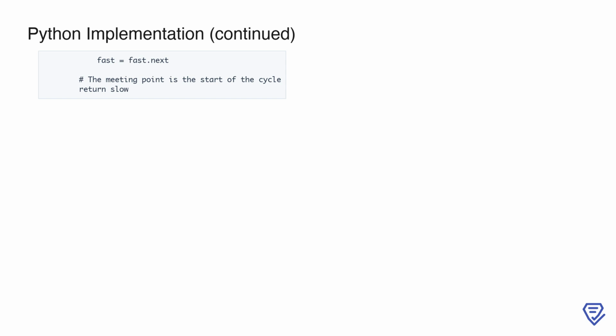This completes our implementation. The algorithm efficiently detects and locates the start of the cycle in the linked list using only two pointers in constant space, making it an optimal solution for this problem.